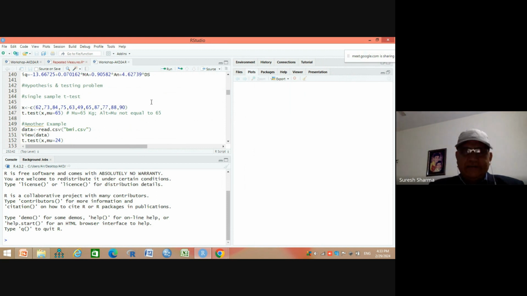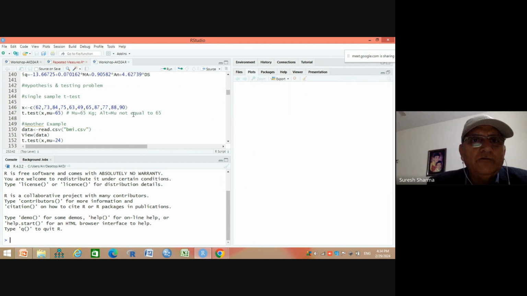And somebody wants to test: can I say that the mean weight of this population is 65 kg? That's the problem. Now, what is the hypothesis? Here I have written the null hypothesis that mu is equal to 65 kg. The alternative will be that mu is not equal to 65 kg. This is the null hypothesis, this is the alternative hypothesis.